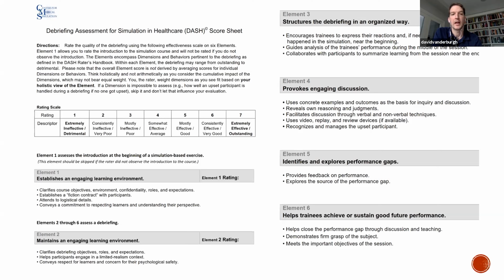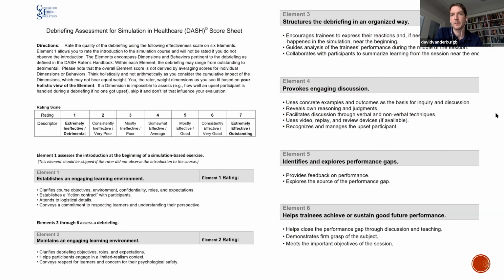It really looks at several elements. Does the debriefer establish an engaging learning environment? Do they maintain that environment? Are you structured in an organized way? Are you providing engaging discussion? How do you explain those performance gaps? And do you help those you debrief achieve or sustain good future performance? So as you are evolving in your role as debriefer, this is a way that you can be assessed by a peer to get some helpful feedback on your own debriefing skills.